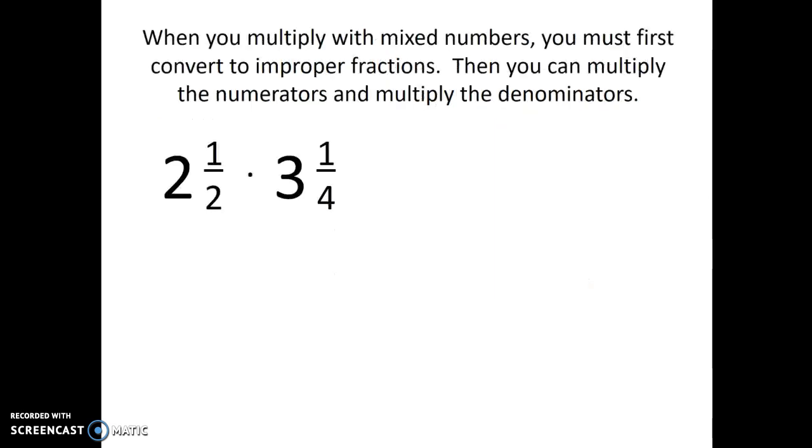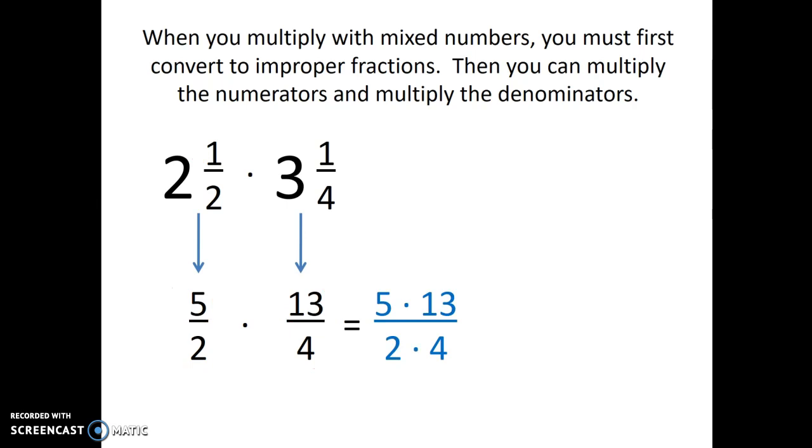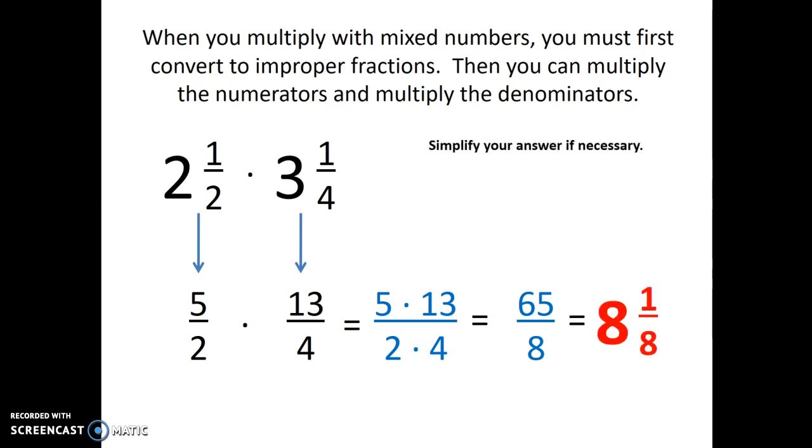So 3 goes into 10 3 times with a remainder of 1, 3 and 1/3. Okay? When I have mixed numbers, there's just one little added step to this. All I need to do is turn those mixed numbers into improper fractions, which is denominator times the whole number plus the numerator. So 2 times 2 is 4, plus 1 is 5. That's how I got that 5 here. 4 times 3 is 12, plus 1 is 13. That's how I got my 13 in my numerator. Now notice the denominators stay the same. Again, I'm just going to simply multiply my numerators, multiply my denominators, 5 times 13, 2 times 4, and get 65 over 8. Now, I have an improper fraction again, so 8 goes into 65, 8 times with a remainder of 1, so 8 1/8 is my product.